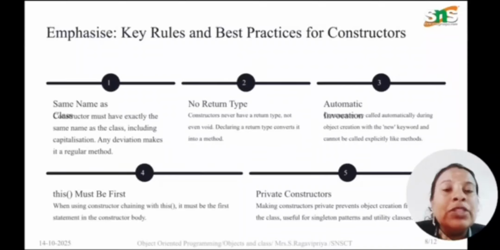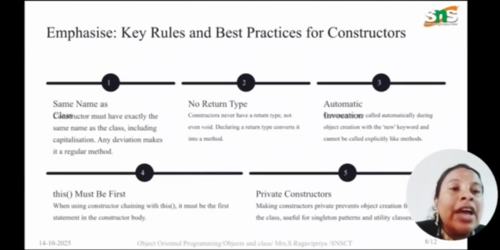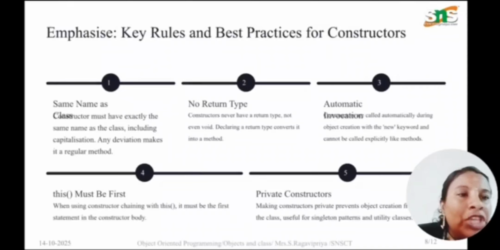So we must use the constructor name as the class name. No return type. A constructor never has a return type. In all Java methods we will have some kind of return type, but not even a void type. Declaring a return type converts it into a method. Automatic invocation: a constructor is called automatically during object creation with the new keyword and cannot be called explicitly like methods.